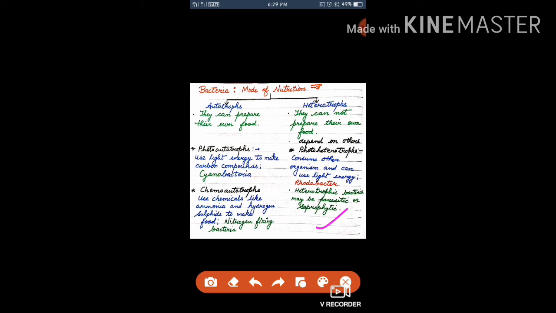Now second is chemoautotrophs. This word also consists of two words, chemo and autotrophs. Chemo means chemicals. So these bacteria use chemicals like ammonia and hydrogen sulfide to make food. For example, nitrogen fixing bacteria. Now, the last term is photoheterotrophs. These bacteria consume other organisms and can use light energy. For example, rhodobacter.